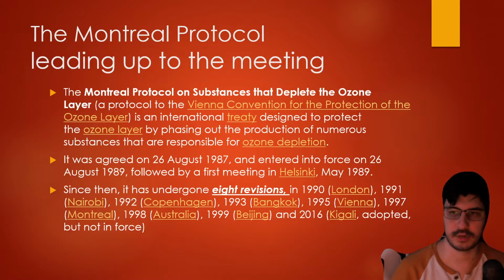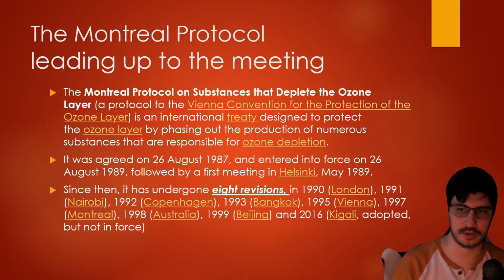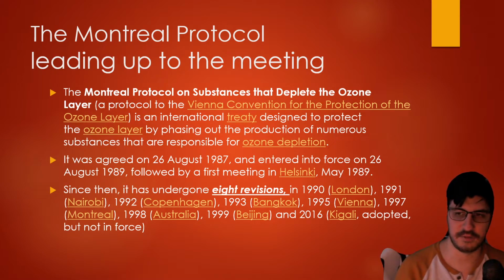So the Montreal Protocol on substances that deplete the ozone layer is an international treaty designed to protect the ozone layer by phasing out the production of numerous substances that are responsible for ozone depletion. It was agreed upon on August 26th of 1987. It entered into force on August 26th, 1989, so literally 2 years later, and then followed by a first meeting in Helsinki in May of 1989. Since then, there's been several revisions, as you can see in that list, just to my left there.